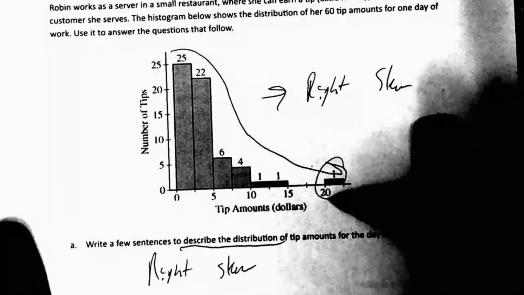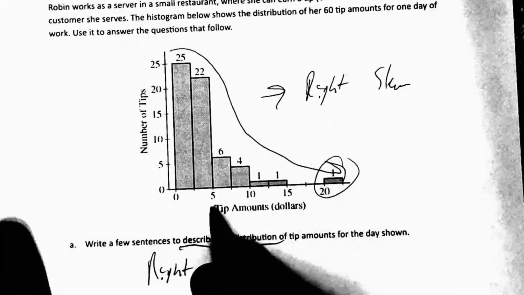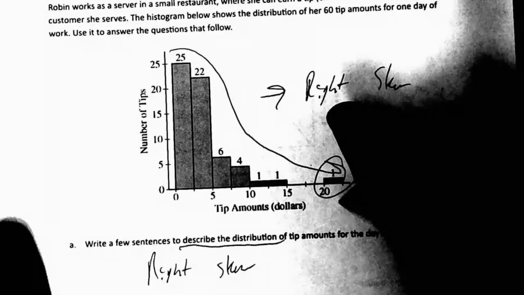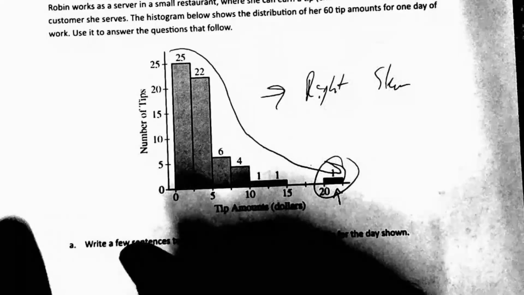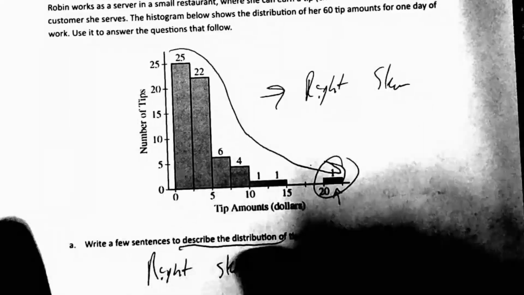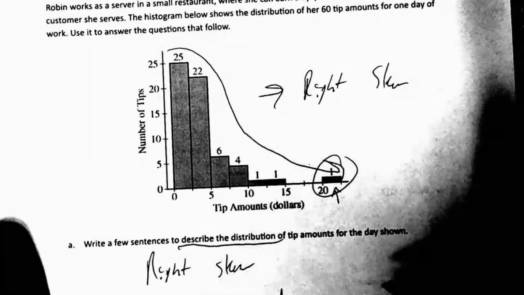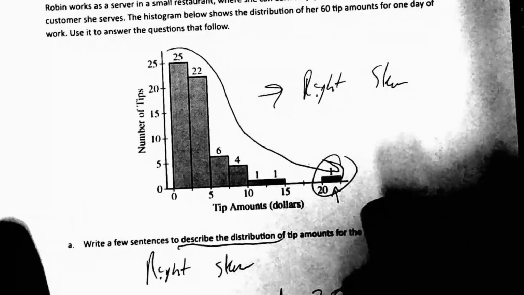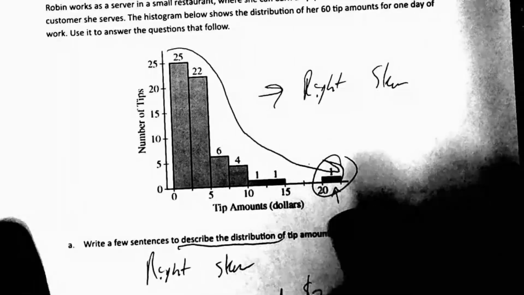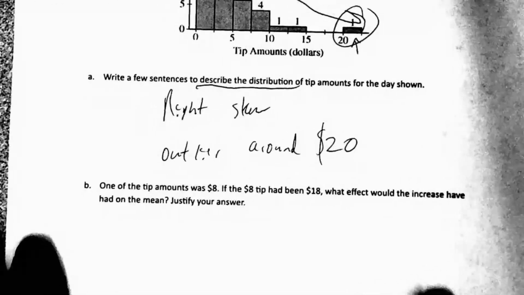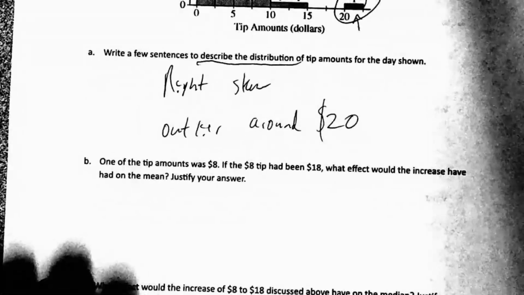And it looks like we actually have an outlier here, because see how this is not part of the distribution. This value right here looks like we have an outlier around $20. Okay, outlier around $20. One of the tip amounts was $8.